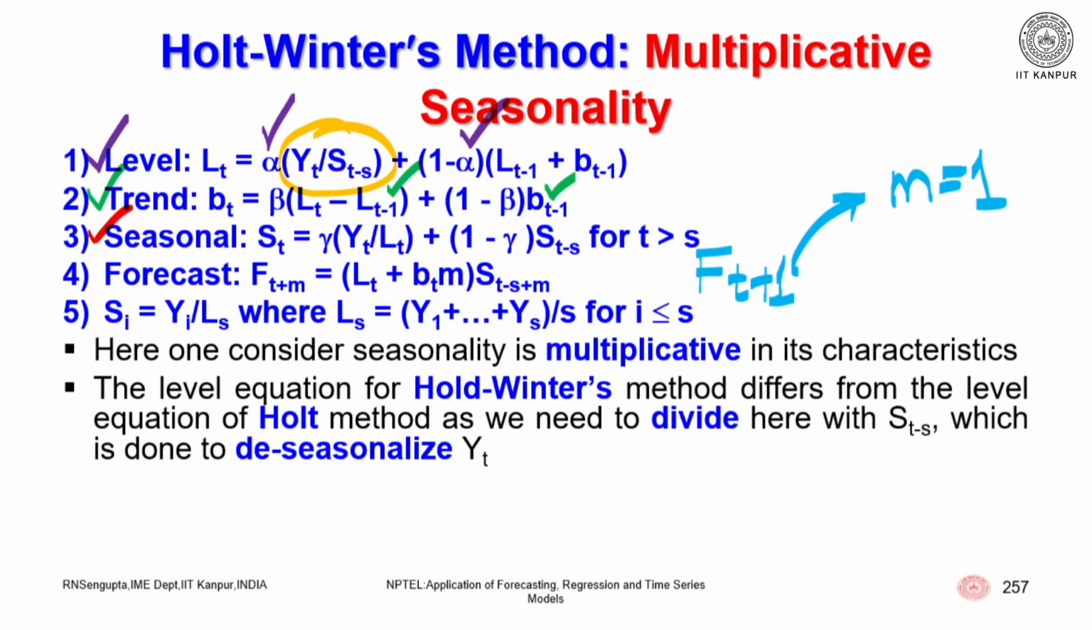Remember yi is basically from y1 to ys, small s, depending on the number of such seasonality time frames which you have. So, here one considers seasonality to be multiplicative in its characteristics. The level equation for the Holt Winter method differs from the level equation of the Holt general linear method, as we divide here by S t minus s, which is done to de-seasonalize y t. That means we remove the seasonality and then calculate.